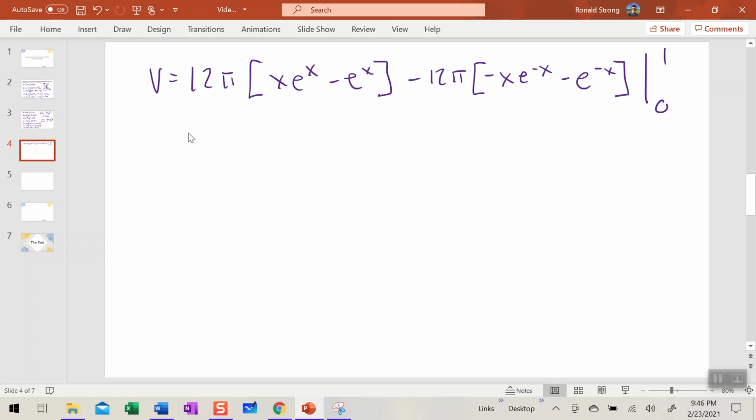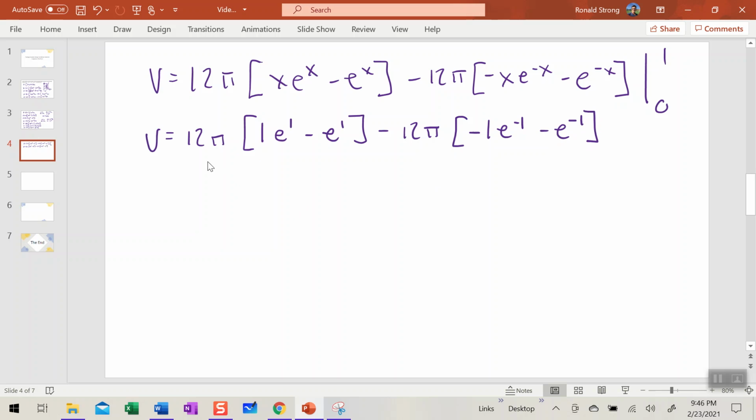And so this is the part that gets to be a little time consuming. So volume is 12 pi times 1 times e to the 1 minus e to the 1 minus 12 pi times negative 1 e to the negative 1 minus e to the negative 1. And so let's simplify this. Volume is equal to 12 pi. And so this becomes e to the 1 minus e to the 1 is 0 minus 12 pi minus, then this will be minus 1 over e minus another 1 over e.